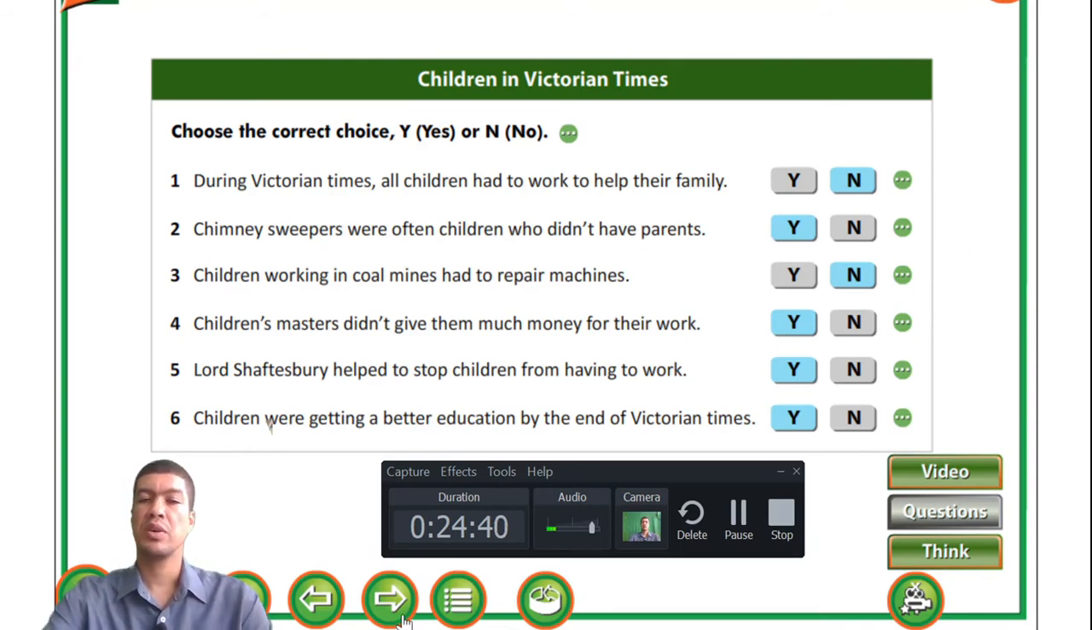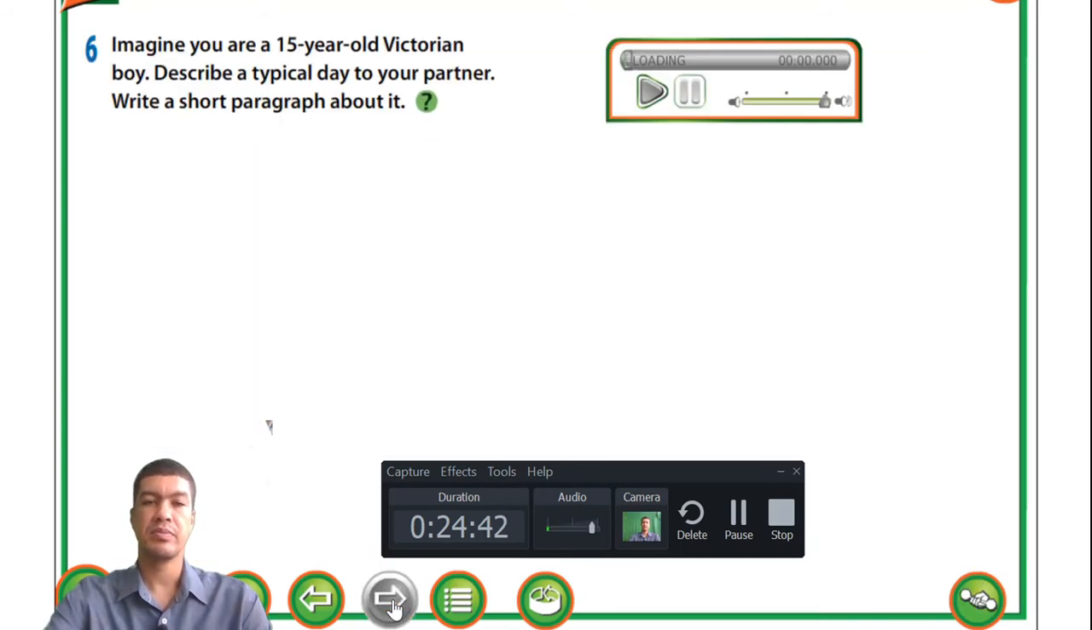Alright, let's go on to our next slide. And that's the end of our slide. Right, imagine you are a 15-year-old Victorian boy. Describe a typical day to your partner. Write a short paragraph about it. Obviously, we cannot do this here and now. But if you want to, you can practice with your friend at home or via Zoom call. Alright, that's all for the lesson. Let's go on to our workbook.